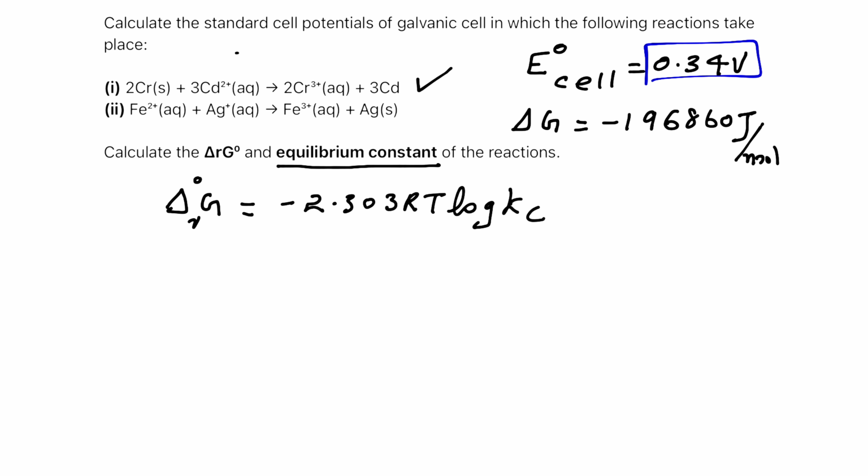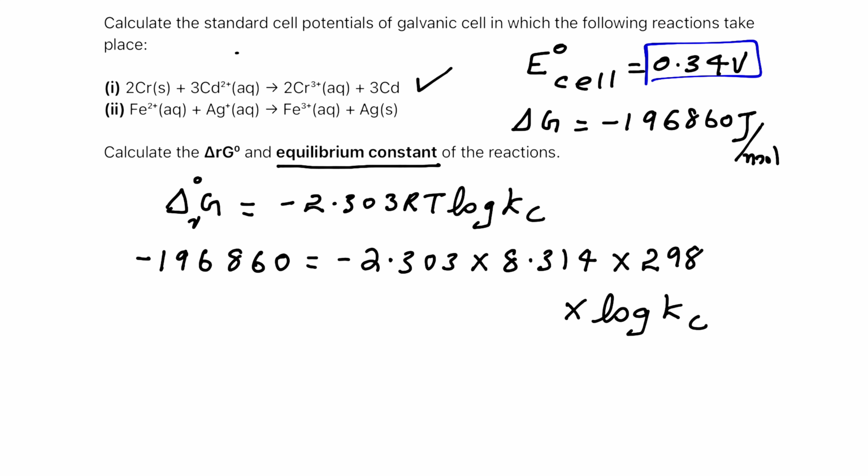Direct equation is there, right? See here I wrote delta G value in joule, for substituting here. So I did the substitution. Delta G value I put here, minus 2.303, R value is 8.314. Now temperature, standard condition, so 298 Kelvin, log Kc.